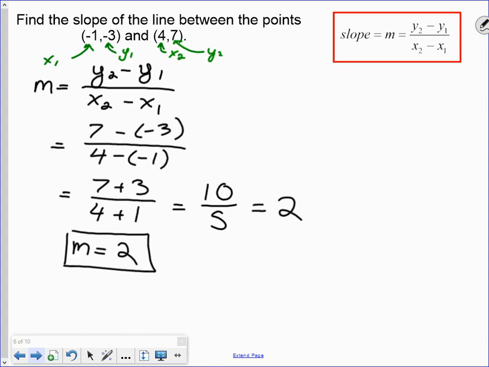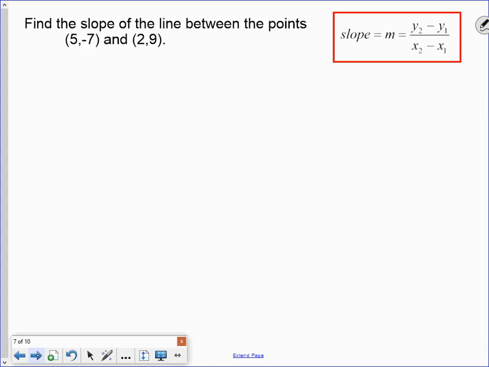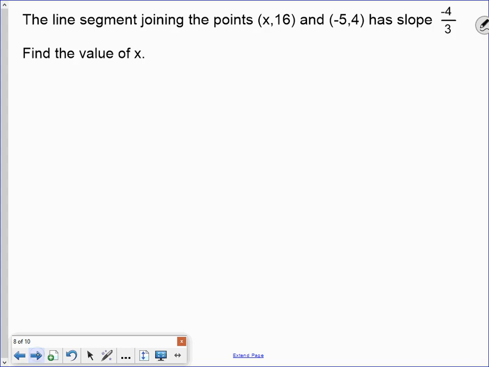All right. I think we'll skip over this example here, and we'll jump right to the last question. The line segment joining the points (x, 16) and (-5, 4) has a slope of -4 over 3. Find the value of x. So this isn't the same as the last questions we did, because they're not giving us all of the x values. They're giving us all the y values, 16 and 4, but we have this x value that's missing here.